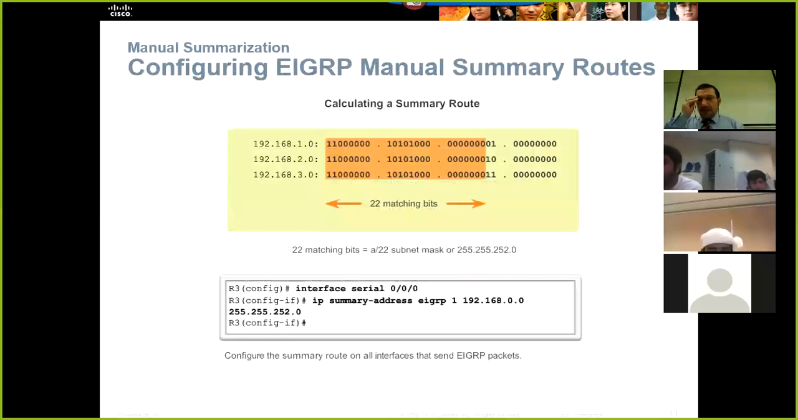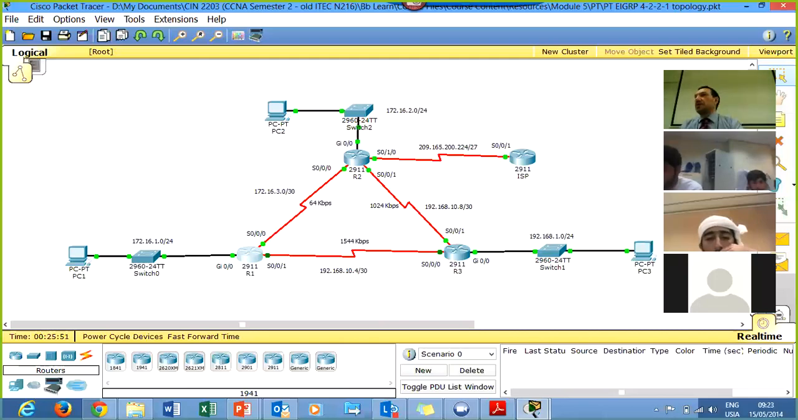So in here, I'm saying I want to summarize 192.168.1.0, 2.0, 3.0. We're just making an assumption. Here I only have 1.0. But what if I had also another LAN, 2.0, I had 3.0, all connected to R3.